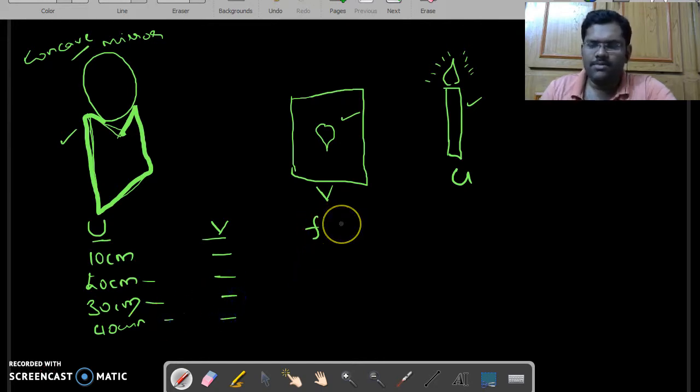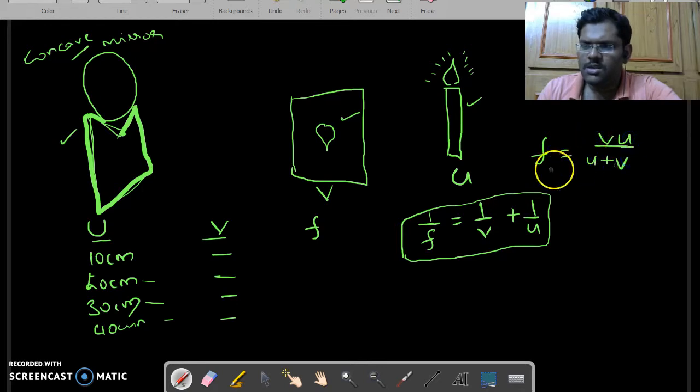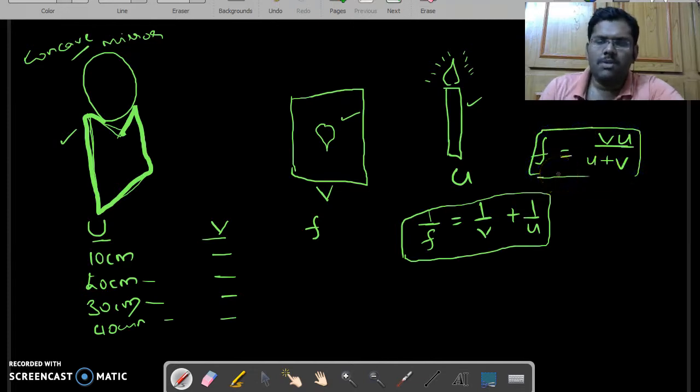And to calculate the focal length of the mirror, we use the mirror formula, that is 1 by F is equal to 1 by V plus 1 by U. This is called the mirror formula. The derivation of this mirror formula will be in the next part. So to find out the focal length of a mirror, the formula 1 by F equals 1 by V plus 1 by U is taken. It can also be written as F is equal to VU by U plus V. So by using this formula you can find out the focal length of the concave mirror.